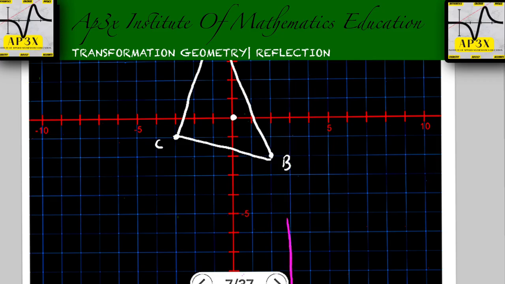Let me just erase it here. I particularly like drawing these types of lines broken because they are imaginary. We are the ones that actually placed it on the graph. So that is the line of reflection.